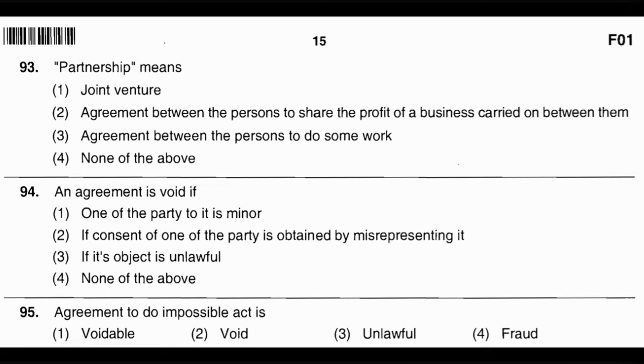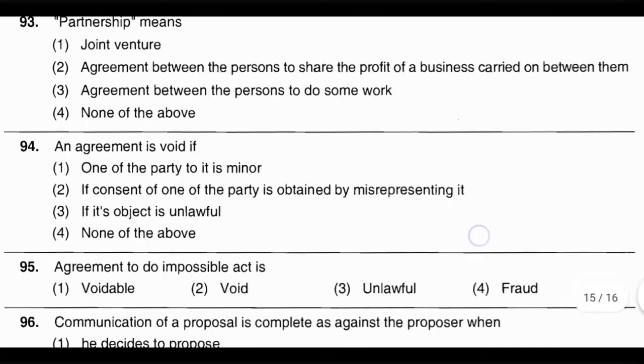Now question number 94. An agreement is void if option number 1, one of the party to it is minor. Option number 2, if consent of one of the party is obtained by misrepresenting it. Option number 3, if its object is unlawful. And option number 4, none of the above. And the correct answer is option number 3, that if its object is unlawful.